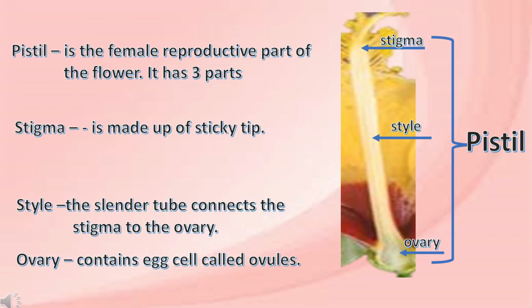Pistil. Pistil has three parts, the stigma, style, and the ovary. Pistil is the female reproductive part of a flower. It has three parts. Stigma is made up of a sticky tip. Style, the slender tube, connects the stigma to the ovary. Ovary contains egg cells called ovules.